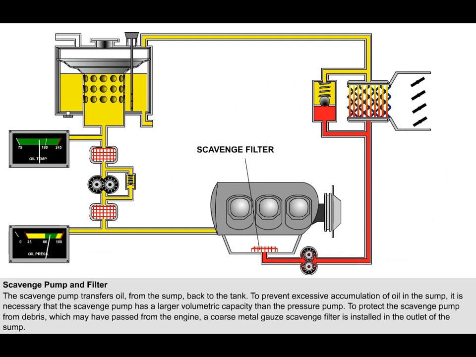To protect the scavenge pump from being damaged by large pieces of debris, which may have passed through the oil system, a coarse metal gauze filter is fitted over the oil outlet pipe within the sump.